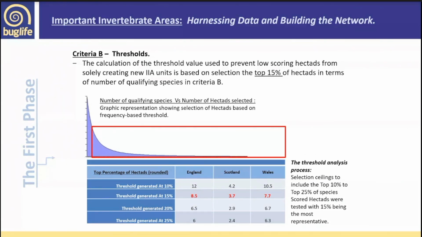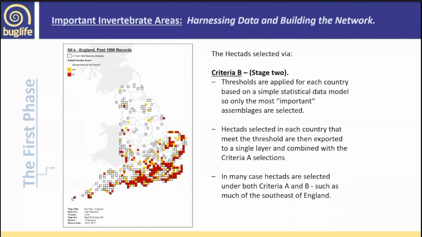So the next stage is we bring these two together and apply those thresholds, which brings down the amount of hectads selected through category B. We then merge in our important category A hectads. We apply the different thresholds for different countries, and then we merge all 3 countries together into one cohesive map of selected hectads. This then forms the base of our broad-scale network.